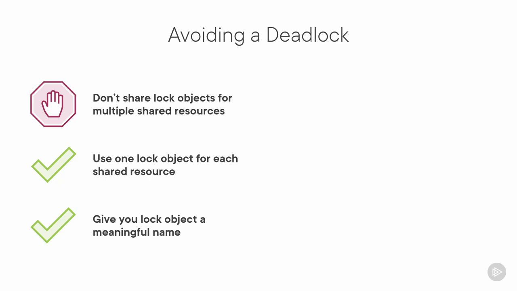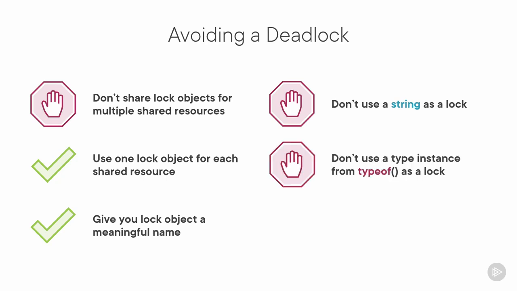Also, according to the Microsoft guidelines, you should avoid using the following as a lock: a string, a type instance, which you get from a typeof call, or this, which is a reference to the current instance. This will help you avoid deadlocks when you have more than one shared resource.